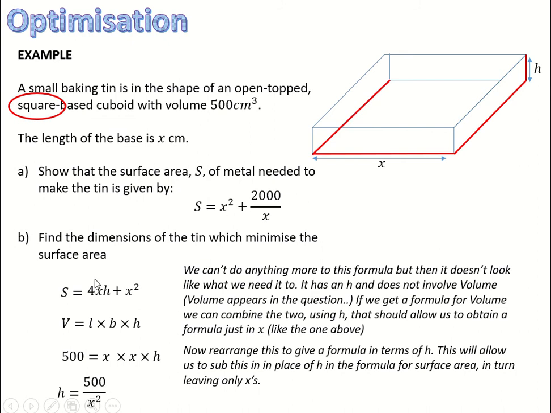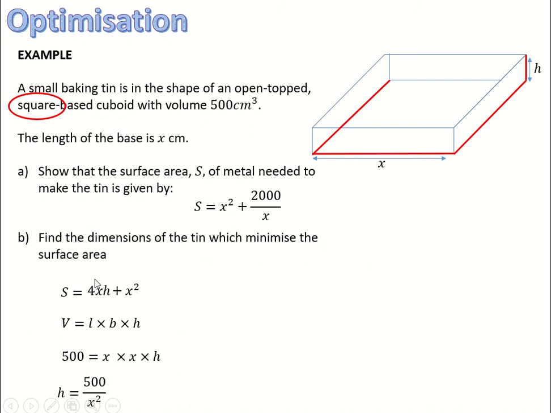That will give me a formula for surface area that doesn't have any H's in. Then I can play around with it a little bit and get it back to what I actually need. So I've got the 4x, I'm going to times it by the H that I've just found, so 4x times 500 over x squared, and I've still got the plus x squared on the end. I just want to simplify this down until it looks like this, because I've got everything in place now. I don't have any H's in my formula, I've got a surface area formula, so it's looking good so far.